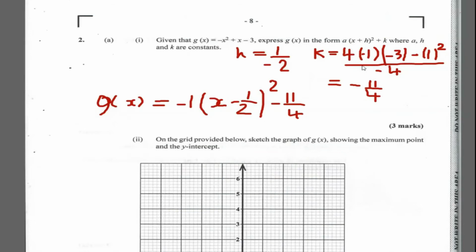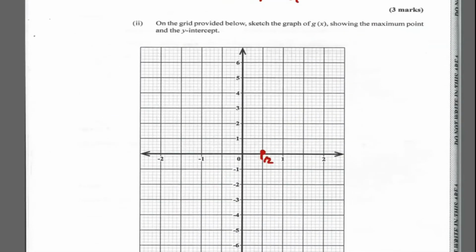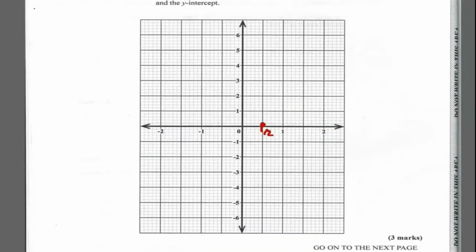Check this again. 4 times minus 1 times minus 3 minus 1 divided by 4a. I'm getting negative 2.75. Let me see, this is negative 2, this is negative 3, negative 2.75.